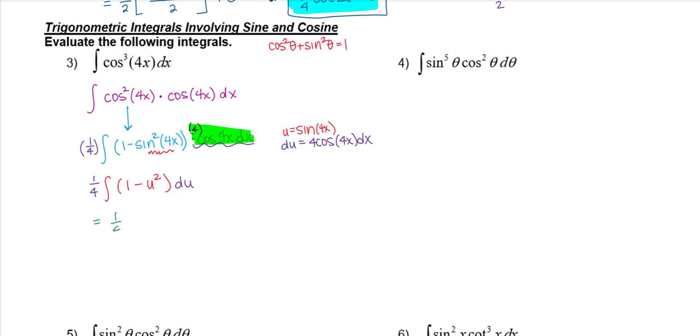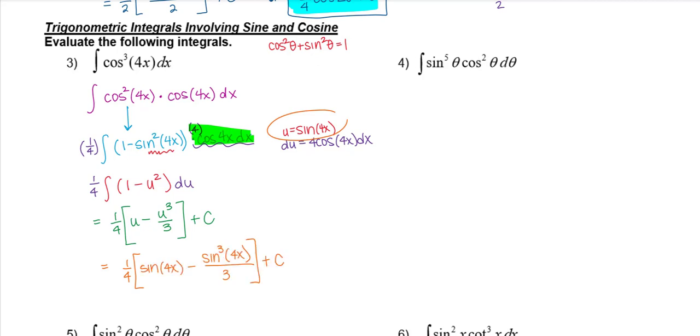So this is going to be 1/4. I'll just keep that 1/4 on the outside. The antiderivative of 1 with respect to u becomes u, and then the antiderivative of u squared becomes u cubed over 3. Don't forget your plus c, and lastly, don't forget to put back in your u, and my u in this case was sine of 4x. So even though my problem didn't actually start with sines, I'm ending with sines. Right? My problem started as cosine cubed.